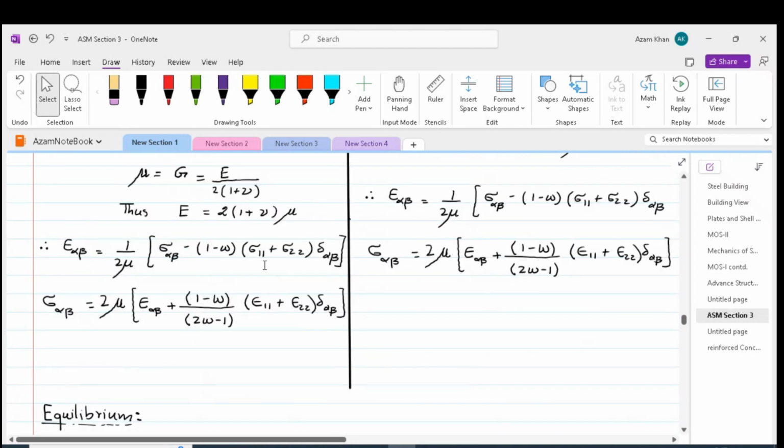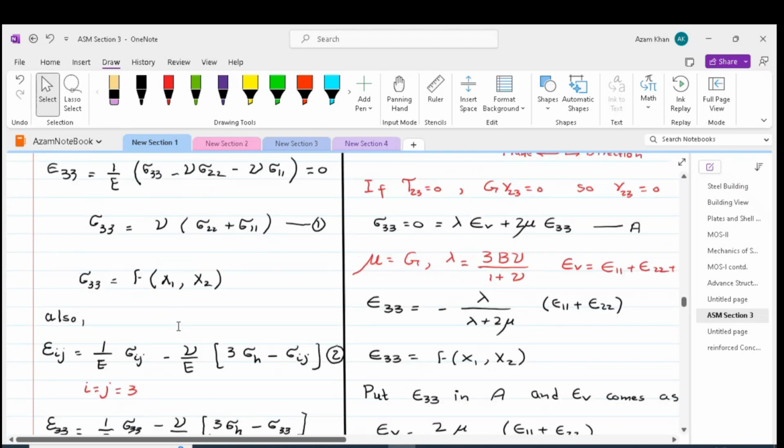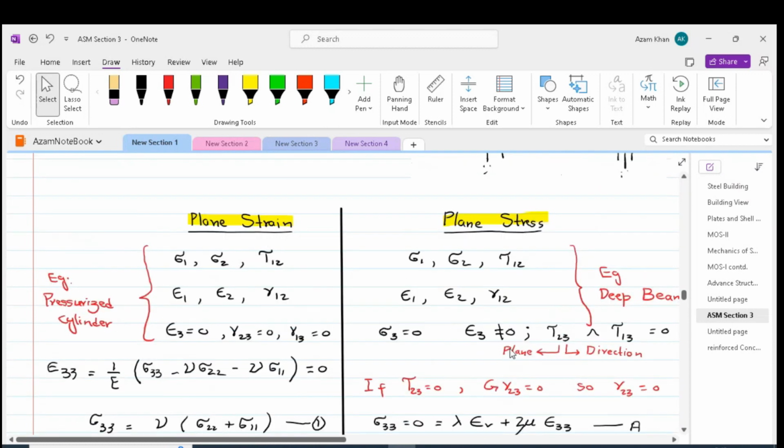Similarly, the stress components can be worked out by inverting this equation, and we get sigma alpha beta equal to 2 mu, big bracket, epsilon alpha beta plus 1 minus omega divided by 2 omega minus 1 into epsilon 1 1 plus epsilon 2 2, into delta alpha beta. So these are the two equations, the constitutive equations corresponding to plane strain problem.